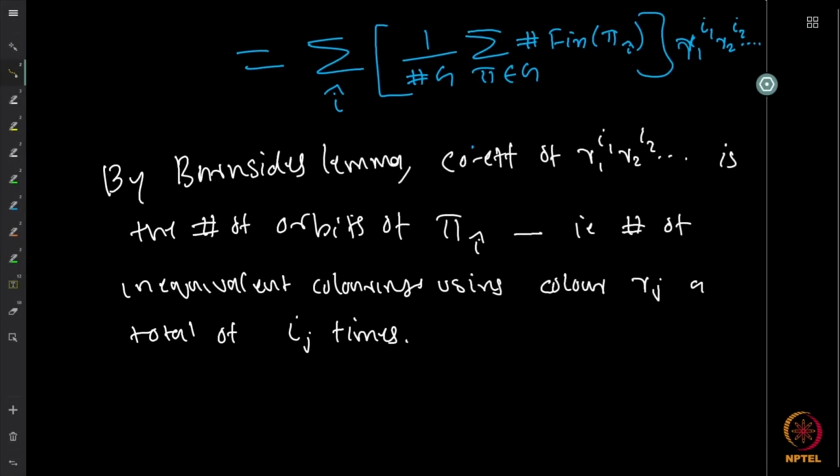But now, what is the coefficient of this term in this summation? This is by Burnside's lemma. This is precisely the number of orbits of pi I cap. That is how Burnside's lemma was stated. So therefore, this is precisely the number of inequivalent color rings using color r_j a total of i_j times. So that is what the coefficient of the monomial means. So this is what we wanted to prove. So we proved Polya's theorem as an application of Burnside's lemma.